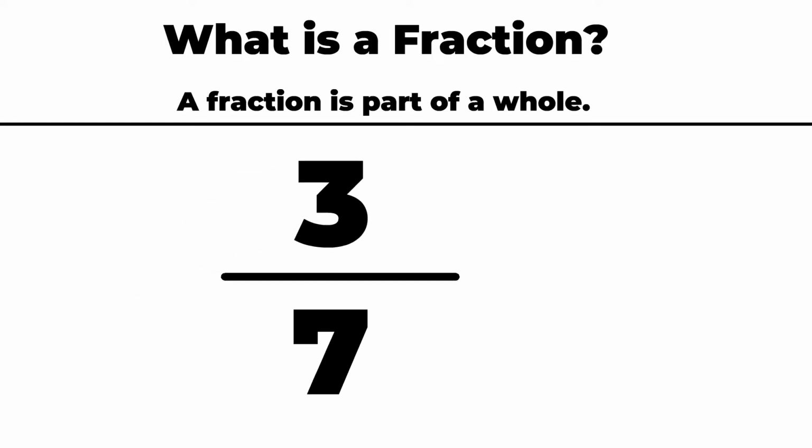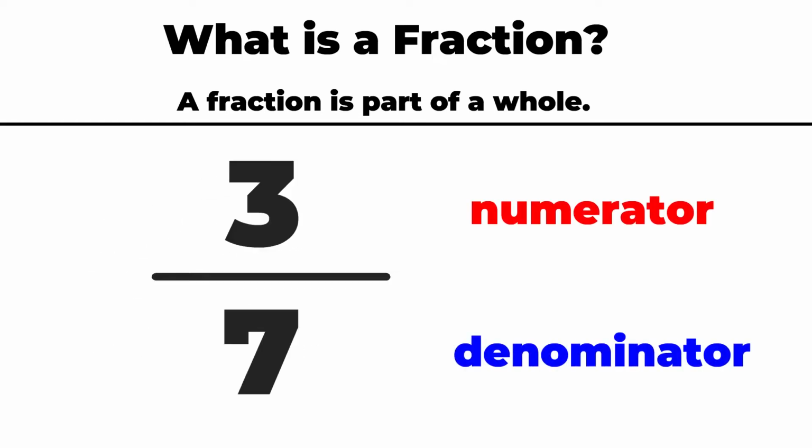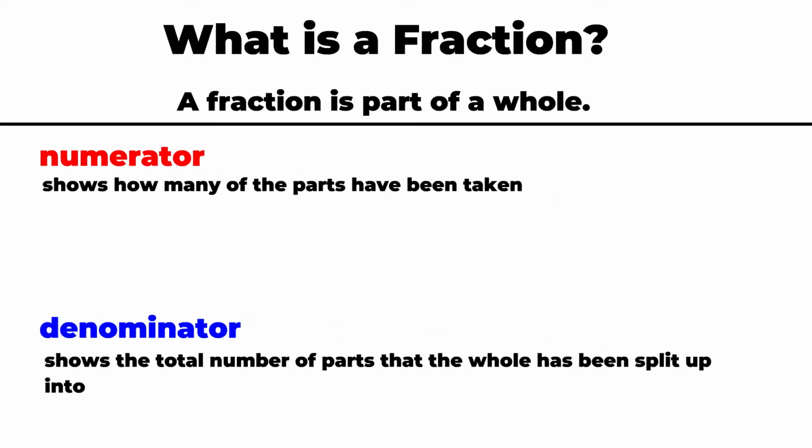There are two parts that make up a fraction, a numerator and a denominator. The denominator shows the total number of parts that the whole has been split up into. The numerator shows how many of these parts have been taken.